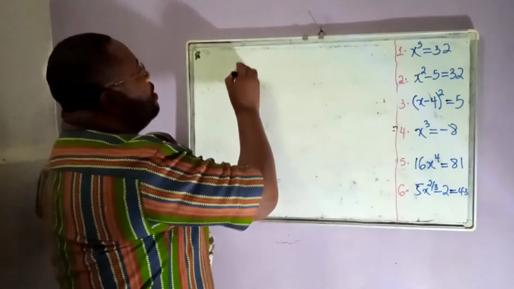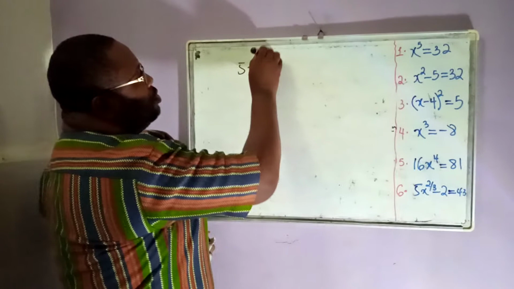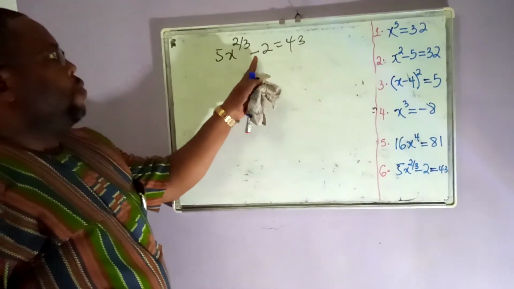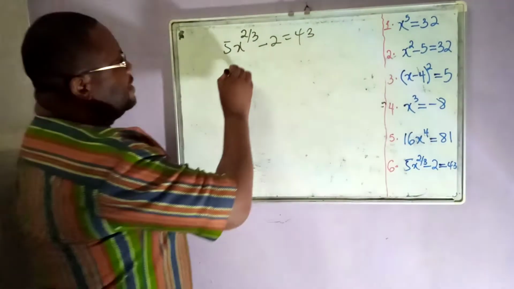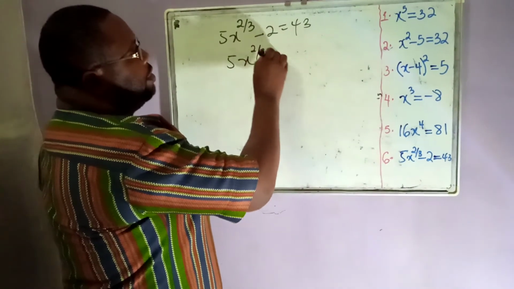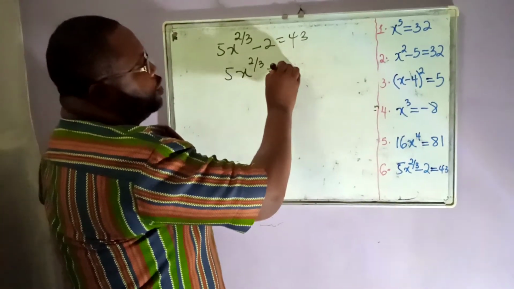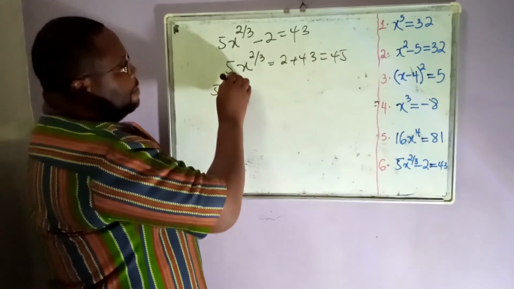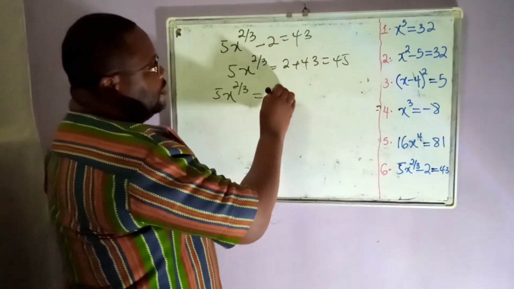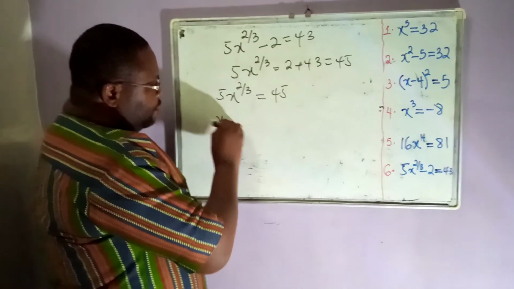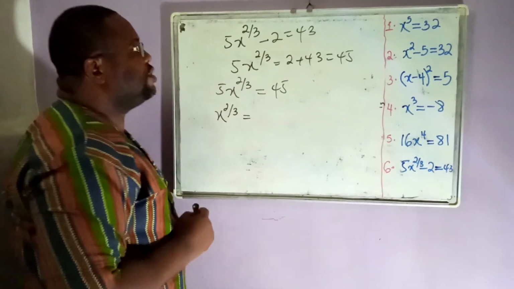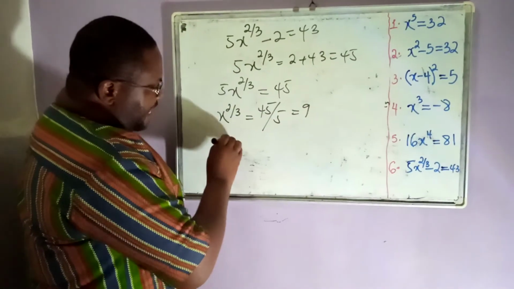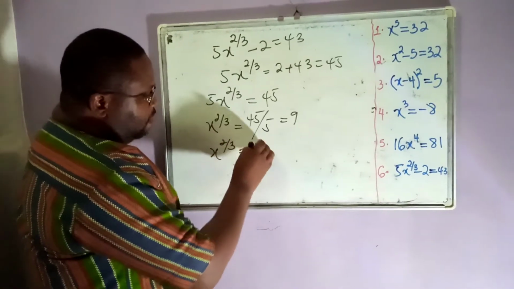Then finally, let's just quickly solve the last one. We have to solve 5x to the power 2 over 3 minus 2 equals 43. First, we carry 2 across the equality sign. So we have 5x to the power 2 over 3. 2 crosses over. We have 2 plus 43, which gives me 45. So we have that 5x to the power 2 over 3 is equal to 45. Therefore, x to the power 2 over 3 becomes equal to 45 divided by 5, which gives me 9.